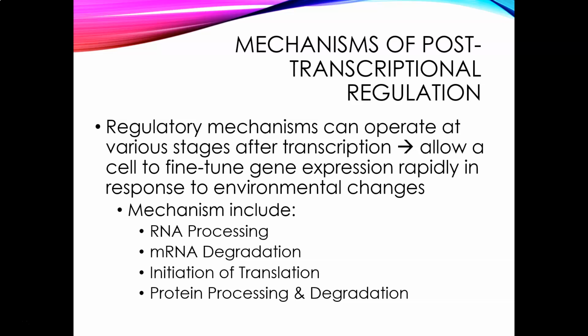So we're going to talk about some of these mechanisms here in this video. We're going to talk about RNA processing. We're going to talk about messenger RNA degradation, the initiation of translation, as well as protein processing and degradation, all of which are steps within the protein production pathway post-messenger RNA creation that eukaryotic cells are able to attach control systems to.